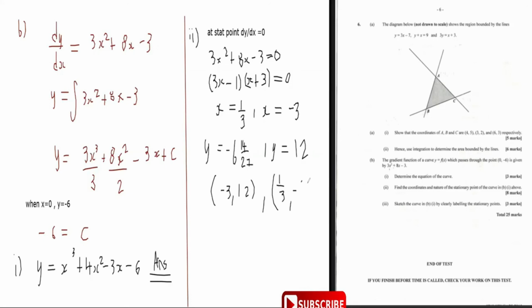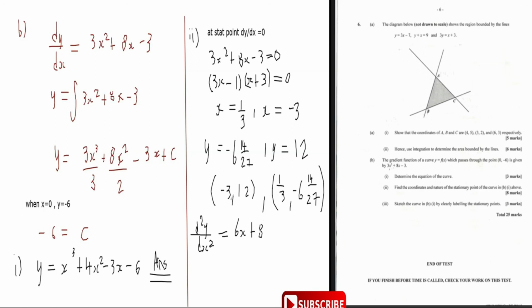Now we need to determine the nature of each stationary point. To do that, we're going to find the second derivative. The second derivative is d2y by dx squared. When you differentiate this, you get 6x plus 8. That's d2y by dx squared, 6x plus 8.